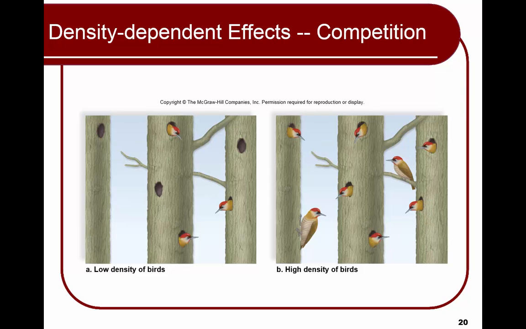This is a density dependent effect: competition. If you have a low density of birds, there's not as much competition for food. But if there's a high density of birds, you're going to run out of food faster. So they're going to start dying off.